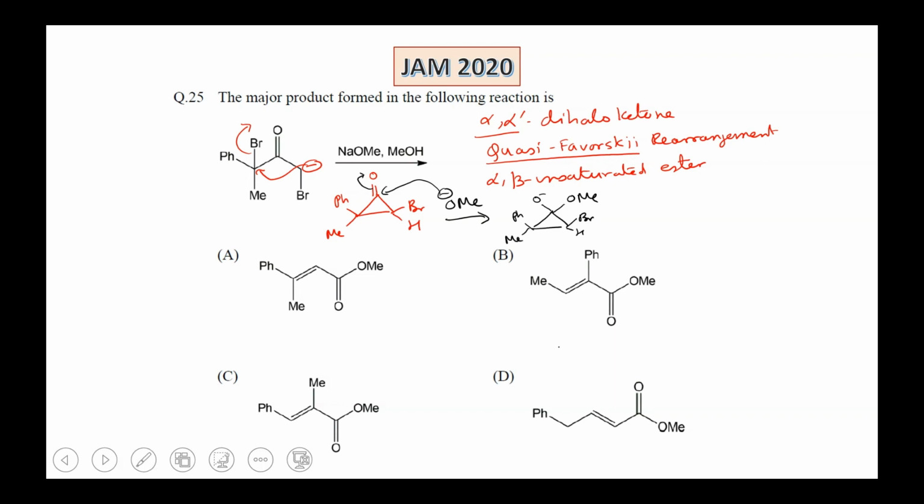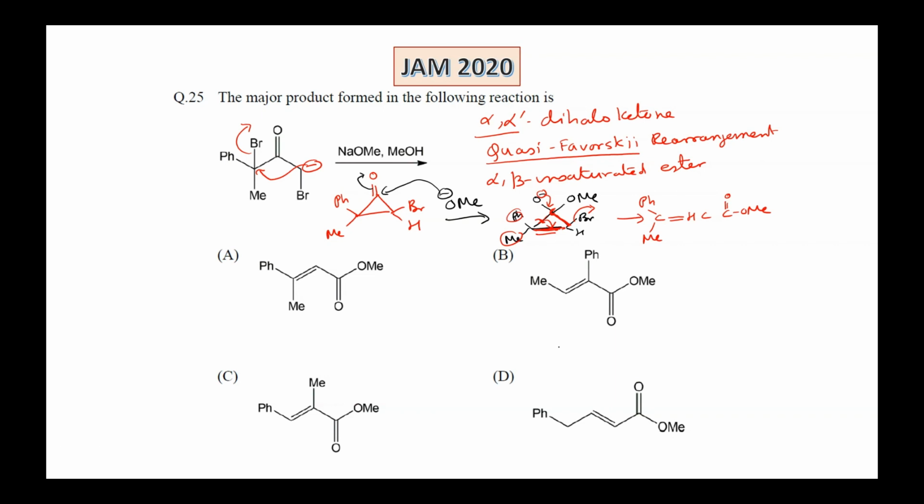Then, as already mentioned, whenever we have a quasi-Favorskii rearrangement, the next step will be in such a way as to eliminate the Br, resulting in the formation of alpha beta unsaturation. This is the carbonyl carbon, the ester carbon. This bond is broken, this bond is broken, so this carbon is attached to the CH carbon, which has a double bond attached to a carbon which has phenyl and methyl. Check in the product: you have phenyl methyl on the same carbon.